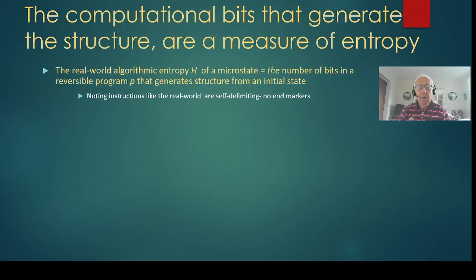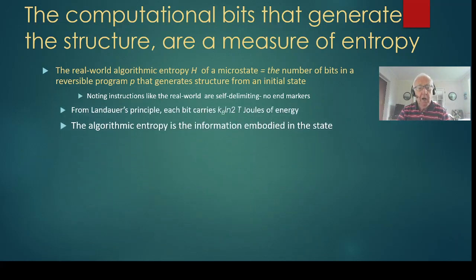So the real world algorithmic entropy H of a microstate in a system is the number of bits in the reversible program P that generates the microstate from an initial state. However, real-world computations require the instructions to be self-delimiting. They can't have end markers. From Landauer's principle, each bit carries a Boltzmann constant times the natural log of 2 times the temperature, joules of energy. The algorithmic entropy then is the information that's embodied in the states.